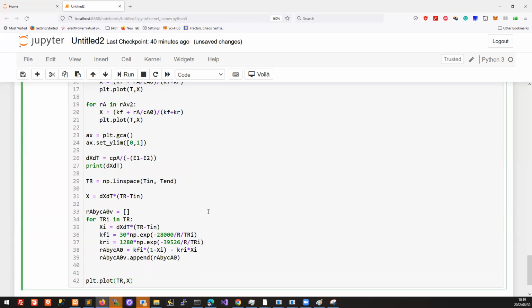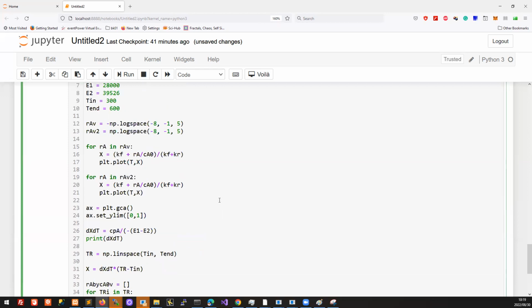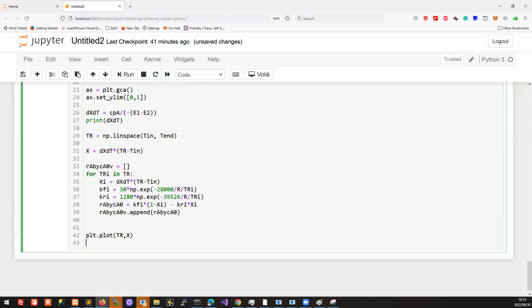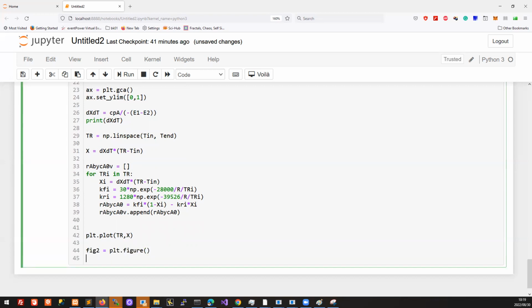This plot now is kind of out of date. This needs to go back. No, that's all okay. That's fine. And then we also want to plot separately. So we need to say figure 2 equals PLT dot figure, and then PLT dot plot. So now we want to plot our rates as a function of the temperature. So the temperatures in the reactor against this set of rates that we've collected.